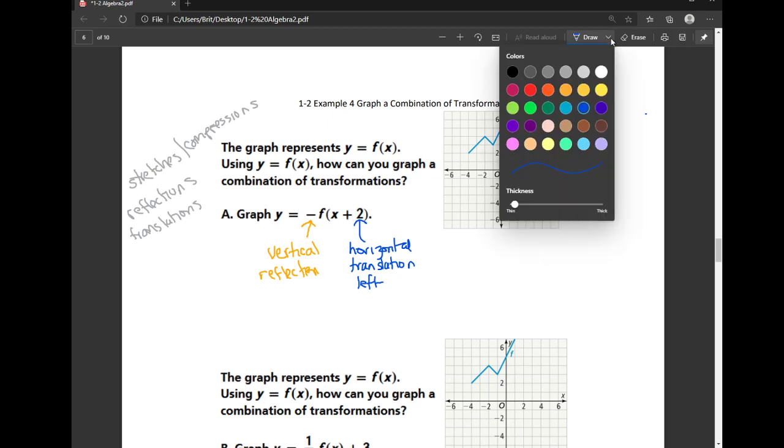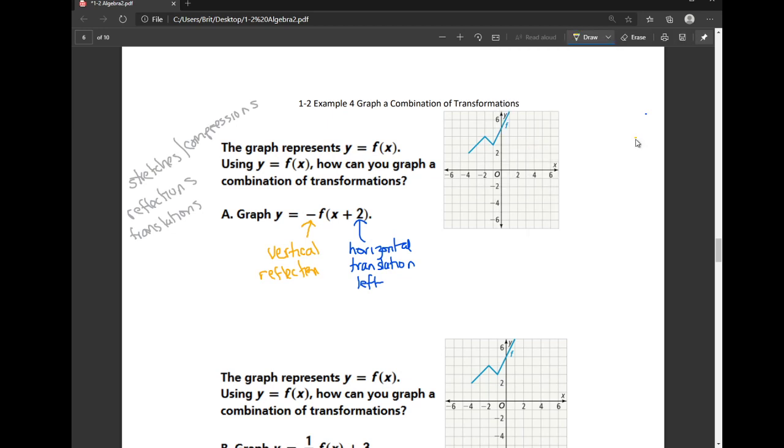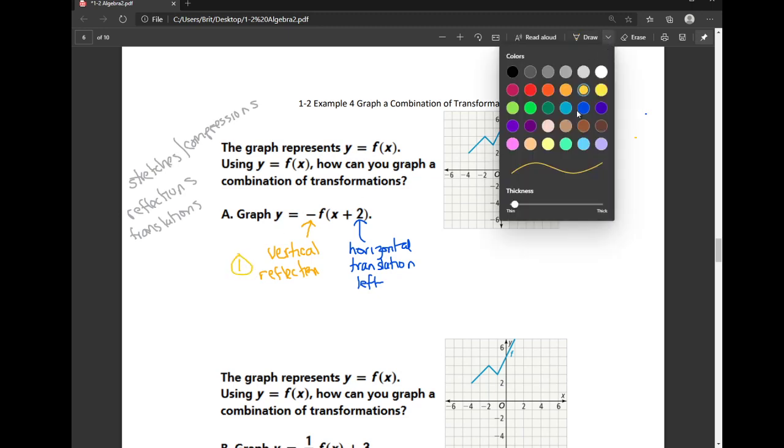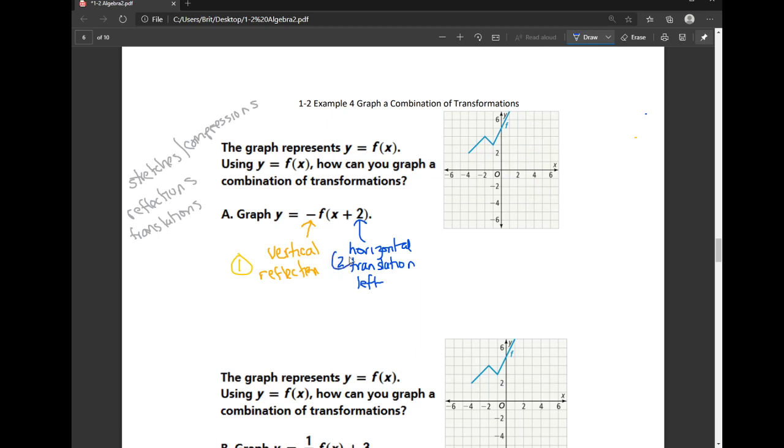Alright, so now that we've identified what transformations need to happen, now we need to pick the order in which we're going to do it. We don't have any stretches or compressions. We have a reflection, so that goes first. And then we have a translation, and that goes second. And now we're ready to go.